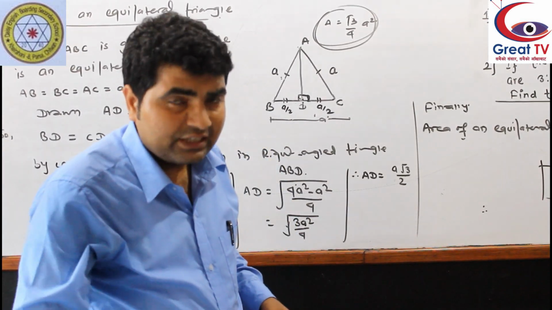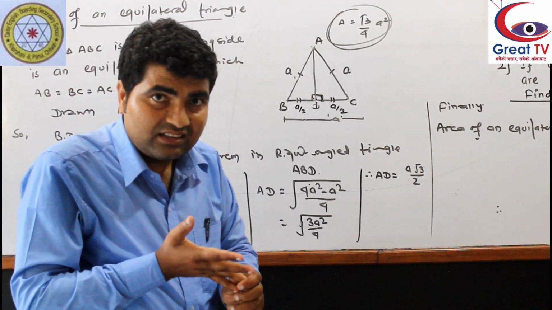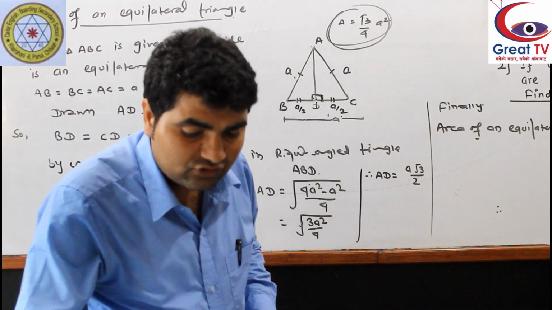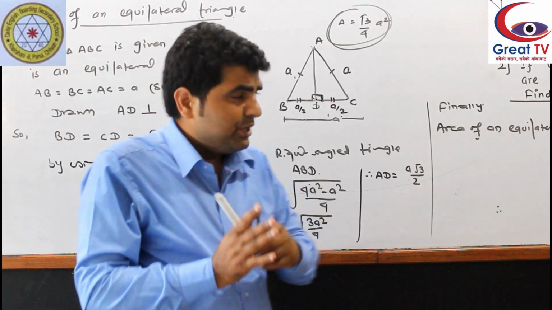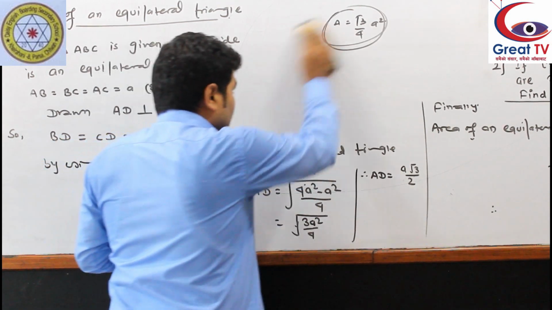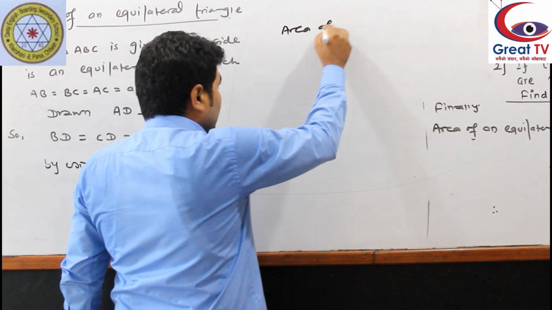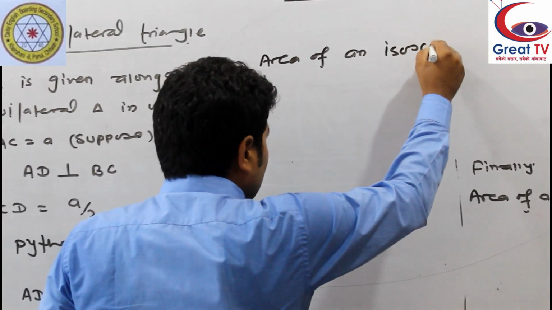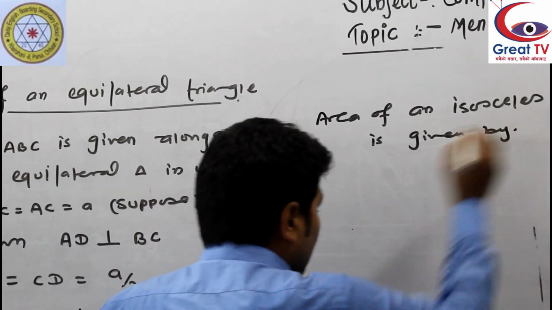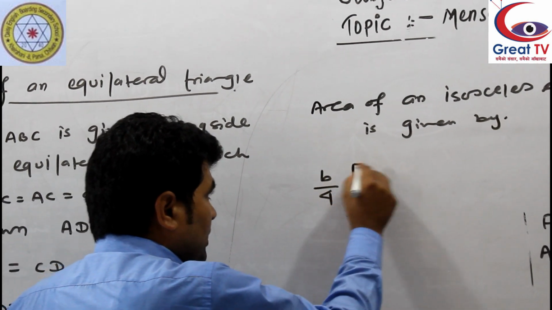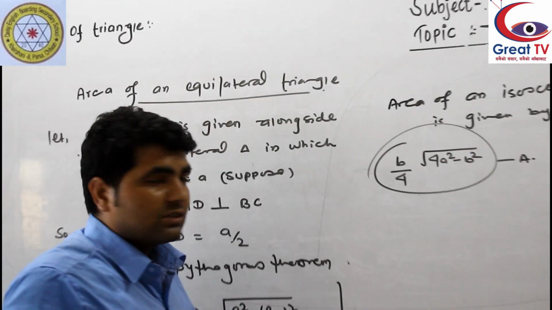Dear students, you can derive another two formulas to calculate the area of isosceles and scalene triangles. Another one, for isosceles triangles: the formula to calculate the area is given by b by 4 root under 4a squared minus b squared. This one is the area of an isosceles triangle.